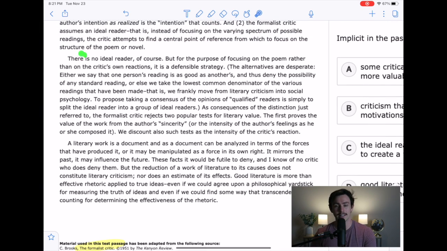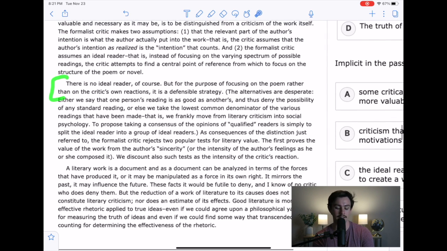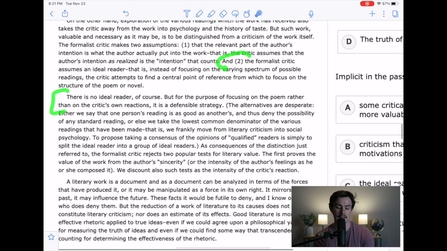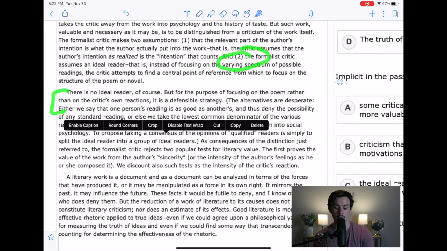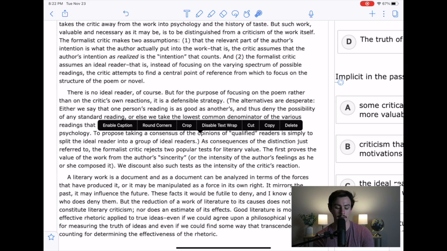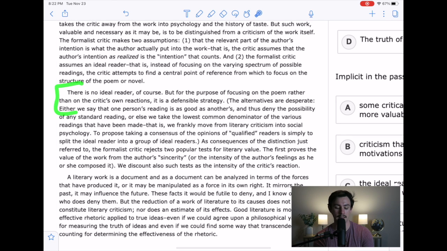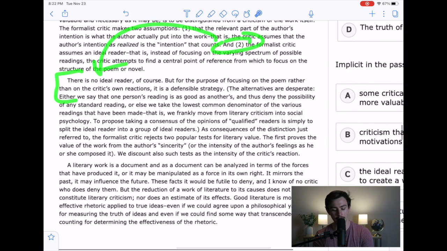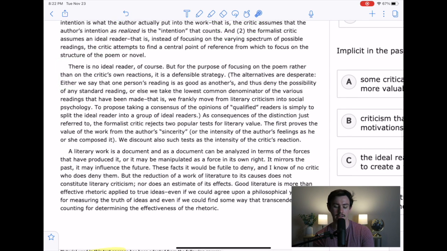And so I don't think that this is contradictory in any fashion, because really what the author is saying is that we make this assumption right here, and this is why it's a good assumption. So I don't think there's any issue with that. And she says it's a good strategy because the alternatives suck, or are desperate.